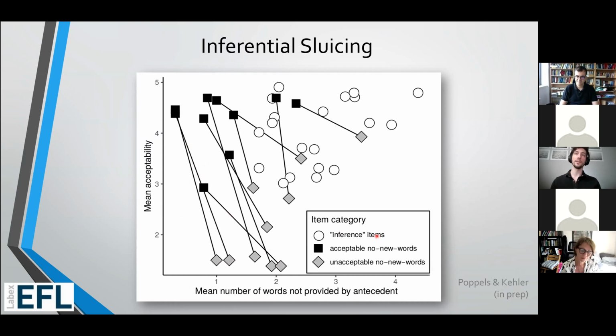The inference items, on the other hand, actually live in a very different part of this plot, right? So they have way more new words in the paraphrases, but they're also reasonably acceptable. And within this class, if anything, you'll see a positive trend, not a negative trend, which I wouldn't overinterpret, but it's certainly not what you'd expect from the no new words constraint.